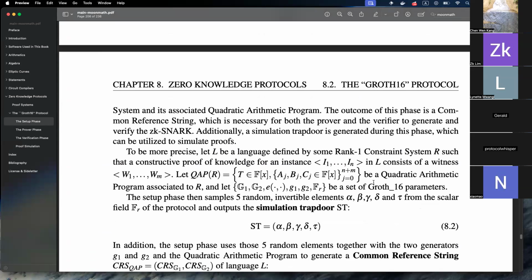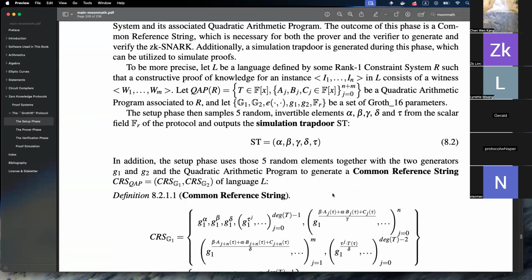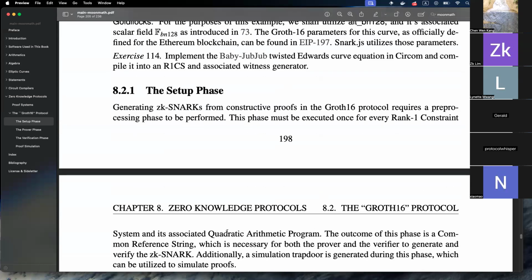The setup phase is one of the more important phases in any proof system that requires a trusted setup. In the case of Groth16, note that we need to have a setup for every R1CS system, as it says here. That means for every program, you need to do a setup phase. There is a need to emphasize this, because it means that every time you write a new program, you need to do a setup.